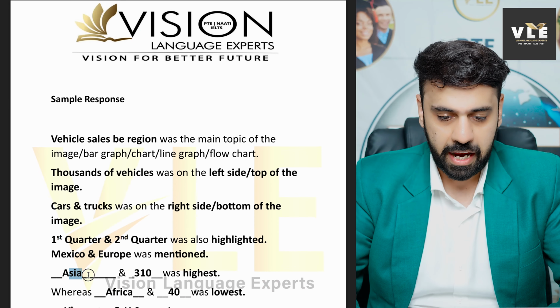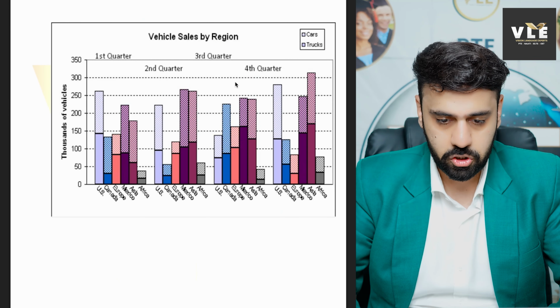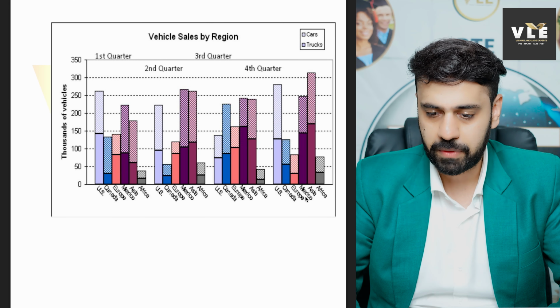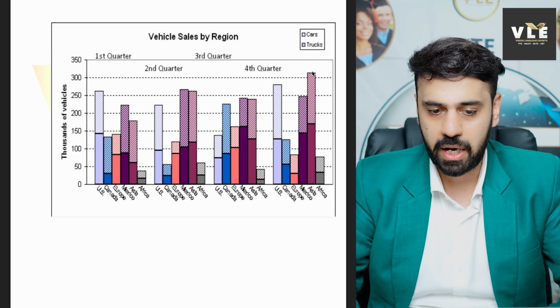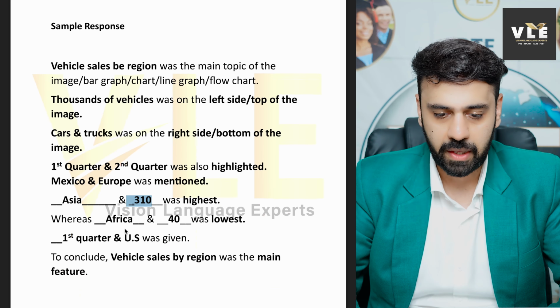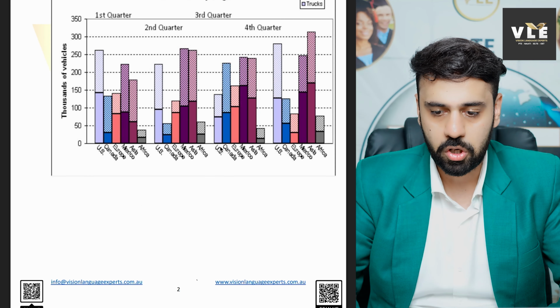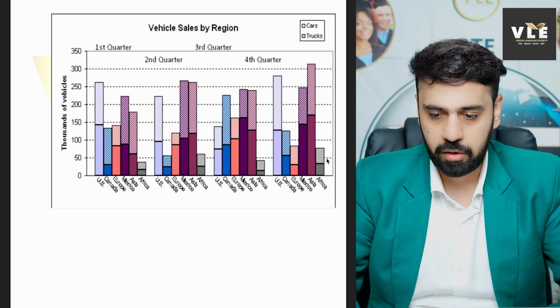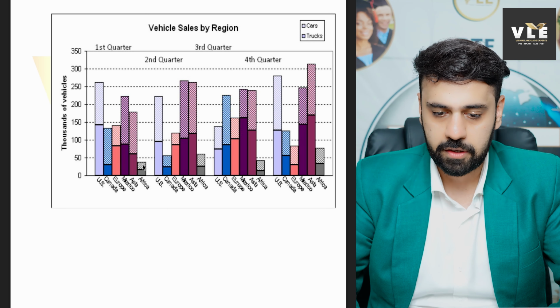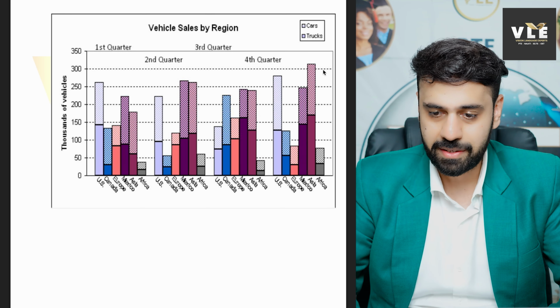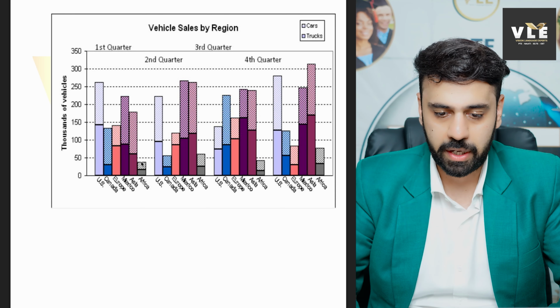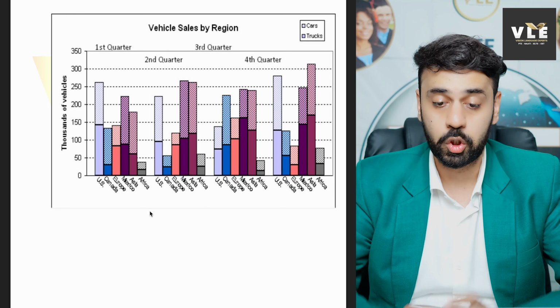So we will say Asia and 310, which is over here. You can pick any set. In this, we're picking this set because it's easy to see. So Asia and 310 is highest. And then we are saying Africa and 40 was lowest. So Africa, which we have picked over here, is the lowest amongst all, and this is the highest amongst all. So we are saying Africa and 40 is lowest.